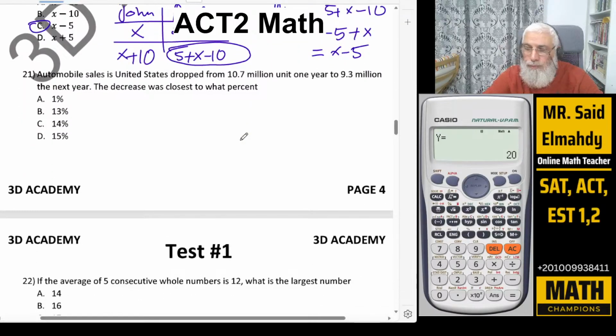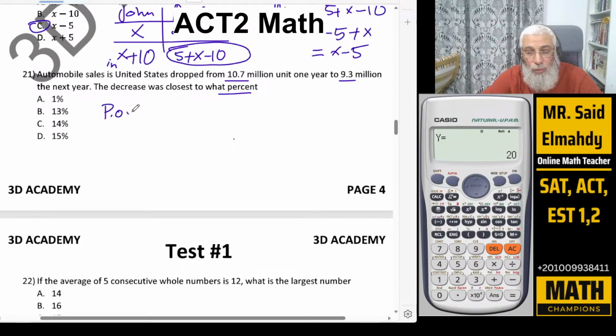Number 21. Automobile sales in the United States dropped from 10.7 million units one year to 9.3 million the next year. The decrease was closest to what percent?